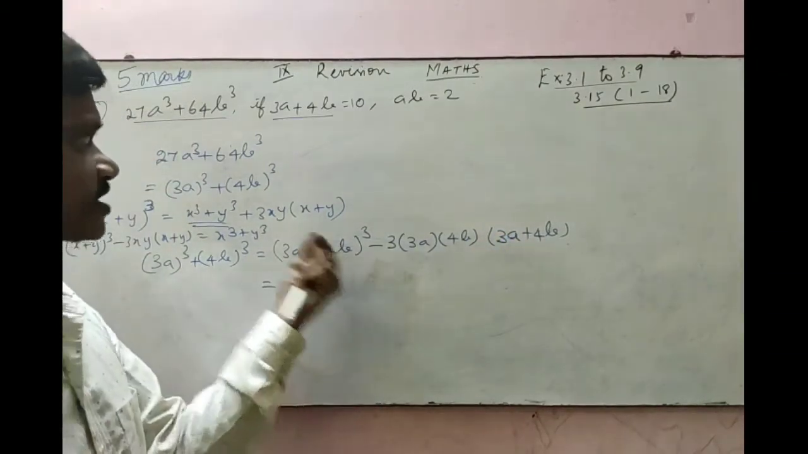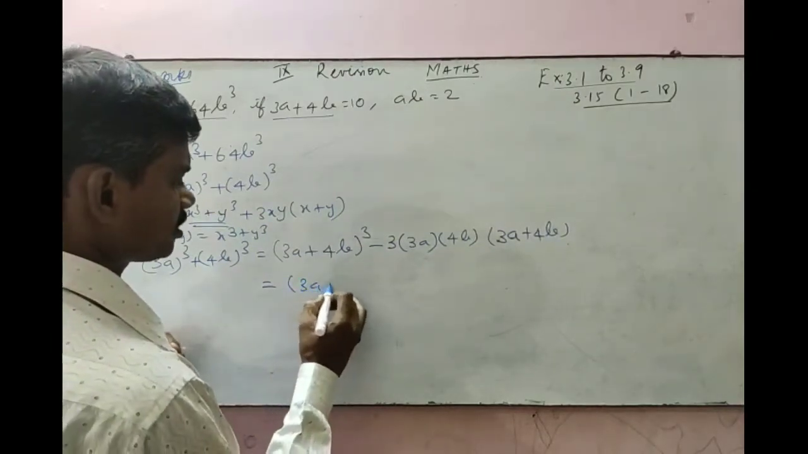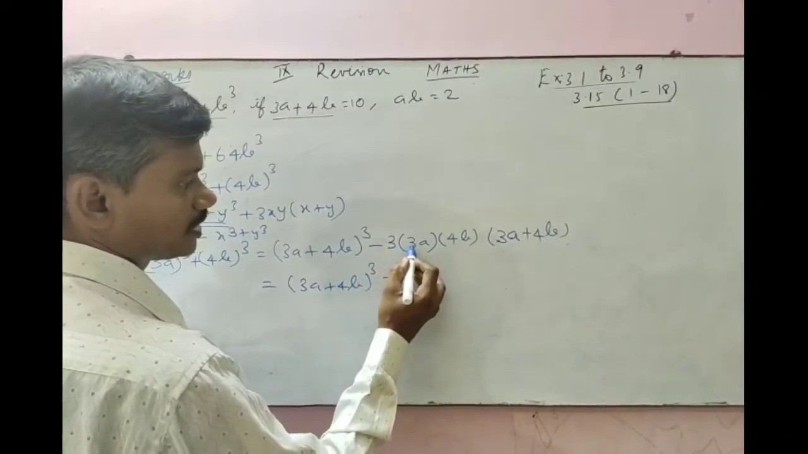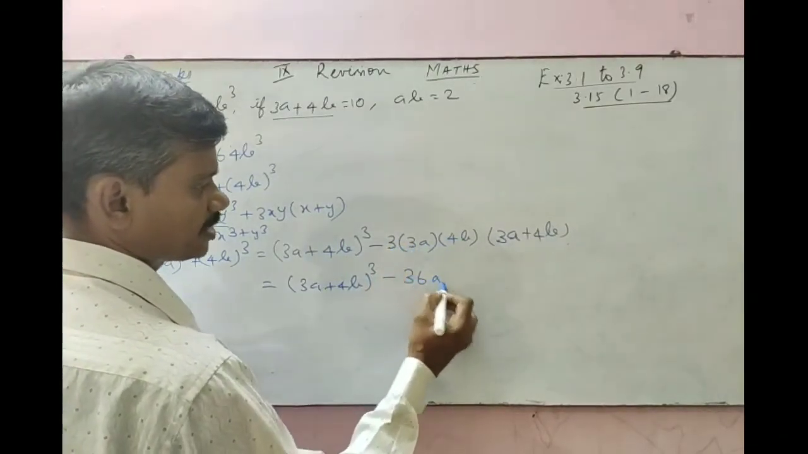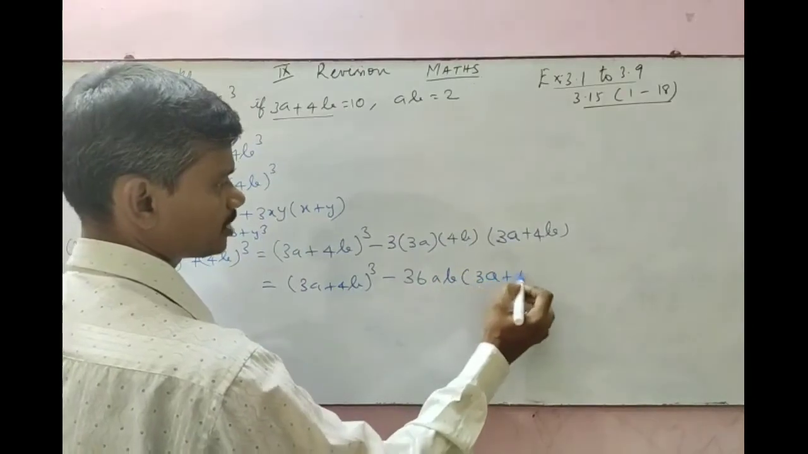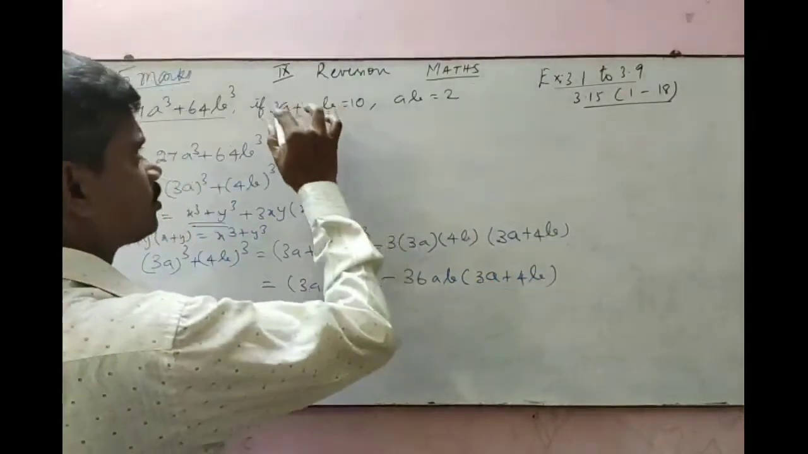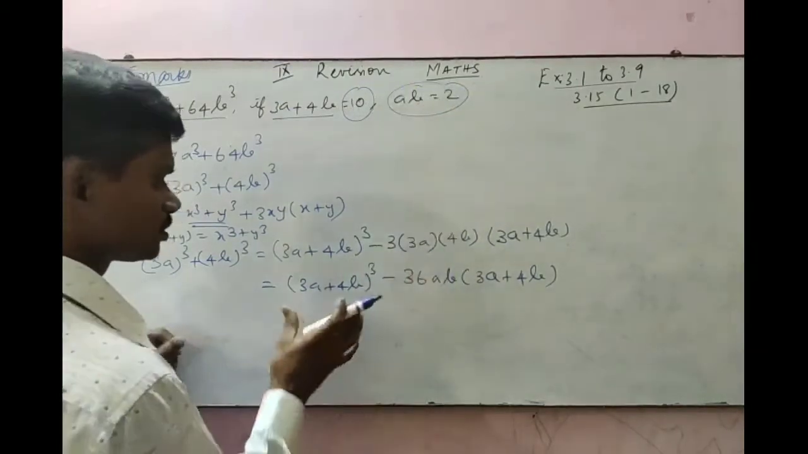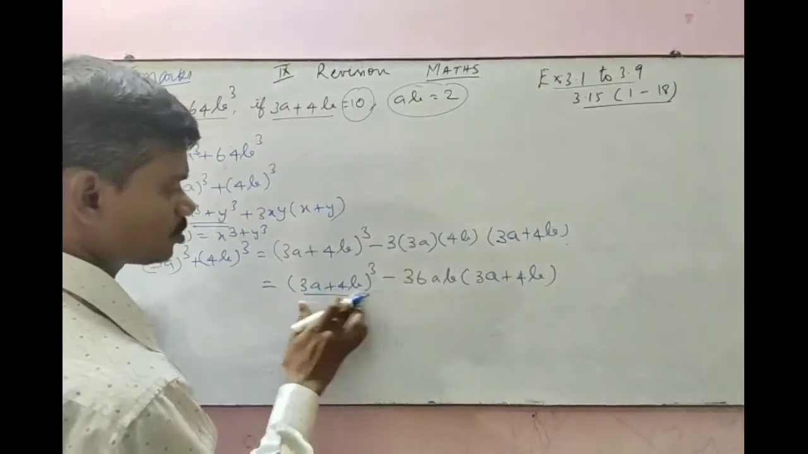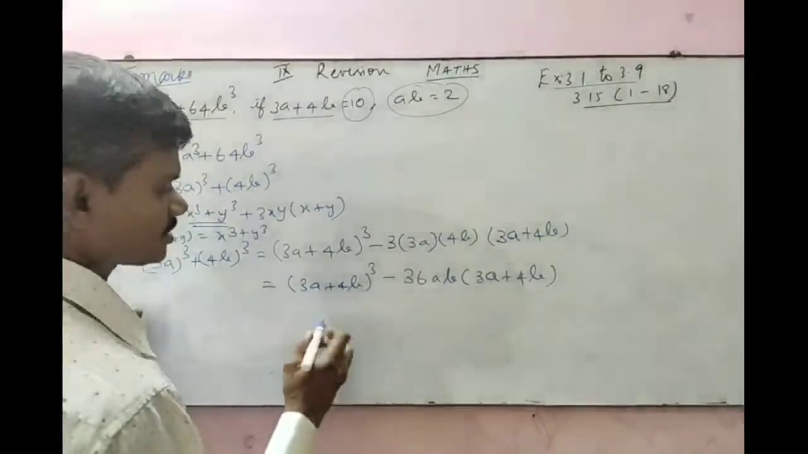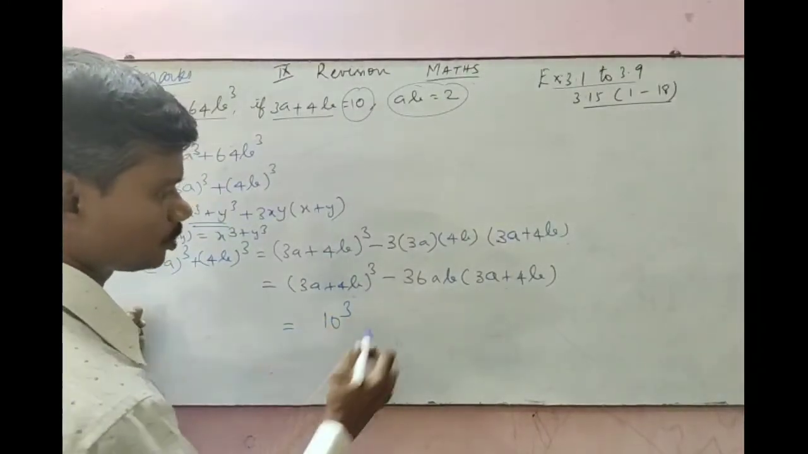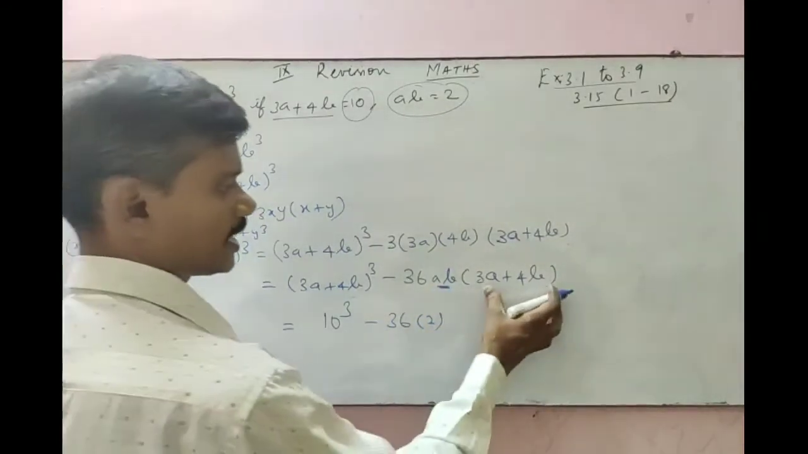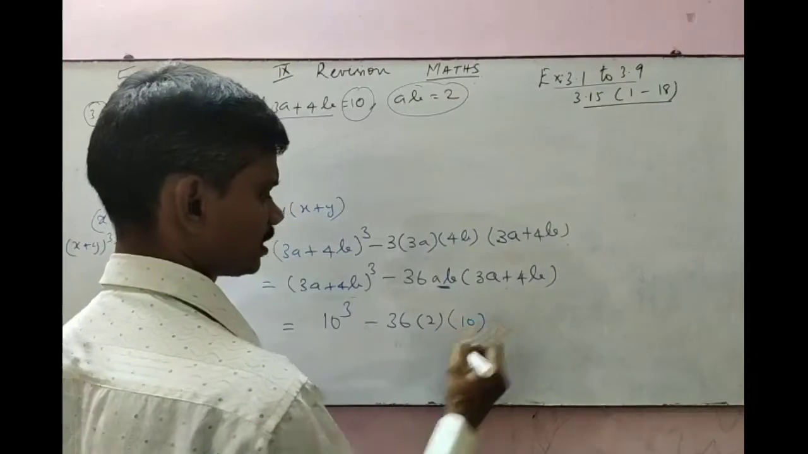Now on simplification we can get the answer. 3a plus 4b whole cube minus 3 into 3, 9, 9 4s are 36ab into 3a plus 4b. We have the value of 3a plus 4b as 10 and ab is equal to 2. So you can substitute here. What is 3a plus 4b? 10. So instead of this I am going to substitute 10 cube minus 36. What is the value of ab? 2. Again into 3a plus 4b, 10.